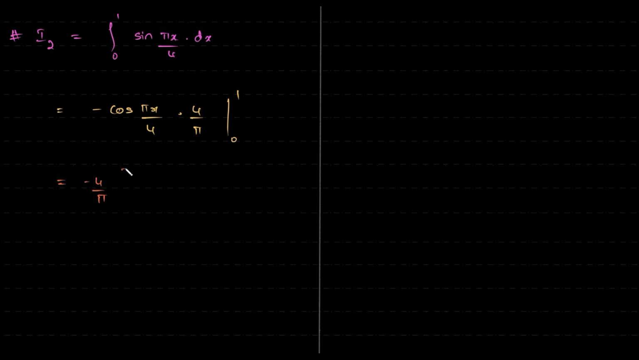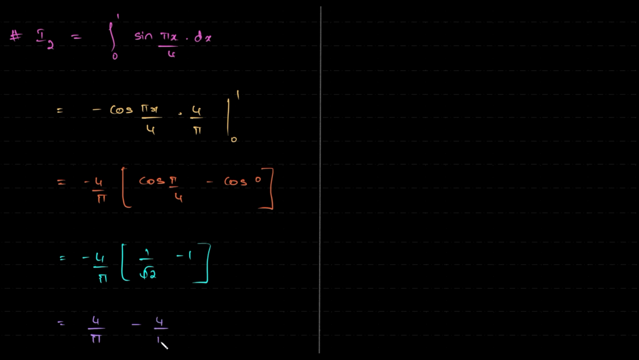So minus 4 by pi, cos of pi by 4 minus cos of 0. So this would be cos of pi by 4, this would be 1 by root 2, minus 1. And finally, we have this to be minus 4 by pi root 2. Yeah. And I is 1 plus 4 by pi minus 4 by pi root 2. If you guys want, this can be written as 2 root 2 by pi. Okay. So that's our final answer.